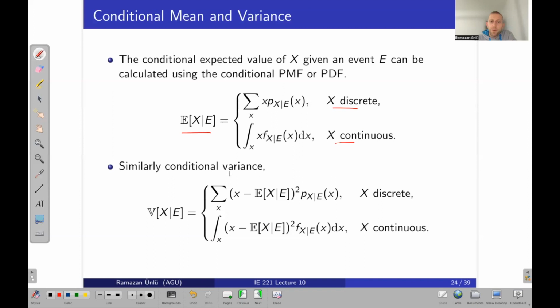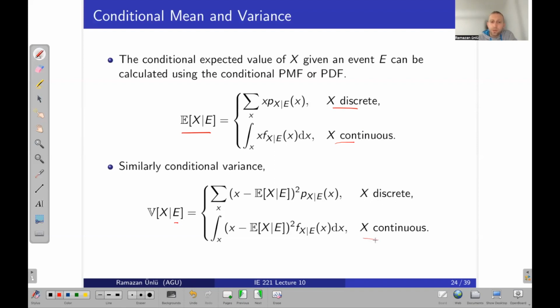And the same for the variance. If you want to calculate the variance of x given E, in this case, if x is discrete, it is the summation of (x minus the expected value of x given A) squared times the conditional PMF. Okay, that is for the discrete case.